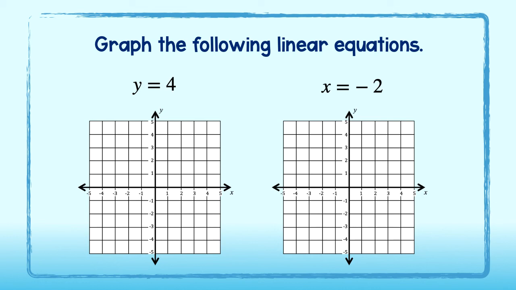All right, for the first equation, y is equal to 4. This means that for any value of x, y will equal 4, and so we get a horizontal line that passes through 4 on the y-axis. The equation x = -2 gives us a vertical line that passes through x at the -2 point. Good.